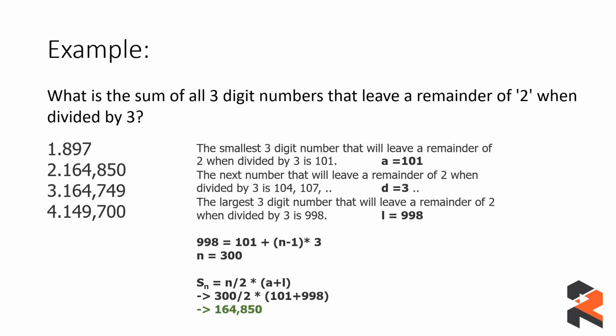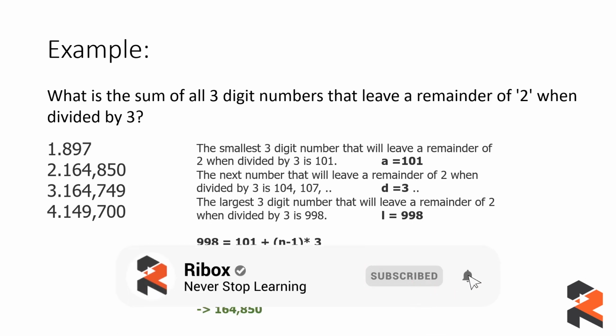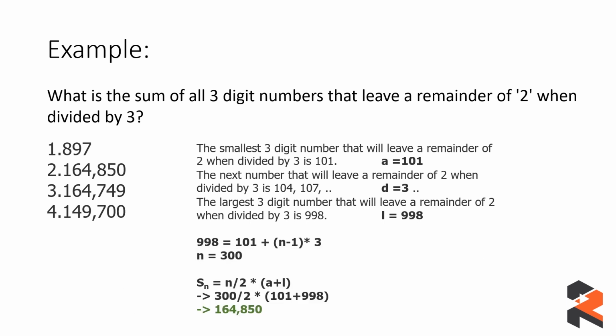Again, the largest three-digit number that will leave the remainder 2 can be easily calculated. If we start counting from 1000 towards the bottom, you can see that 999 will obviously evaluate to 0 because it's completely divisible by 3, and 998 is the last term that will be leaving the remainder of 2 on dividing by 3. So we have A and we have L. Now we need one more term, N, because the question is asking for the sum of all the three-digit numbers.